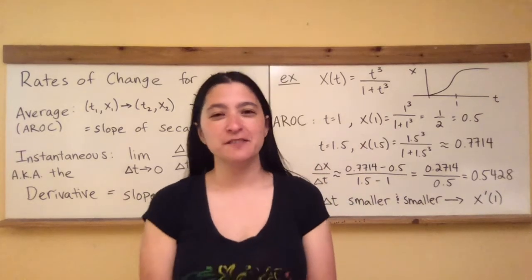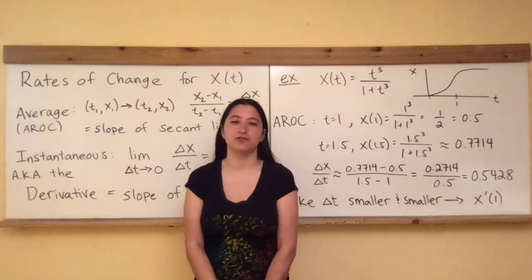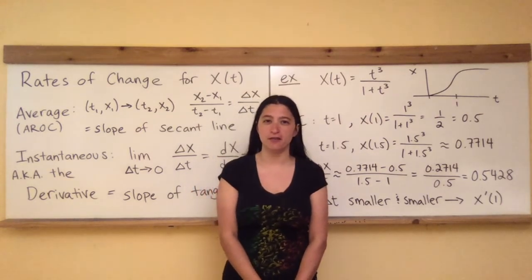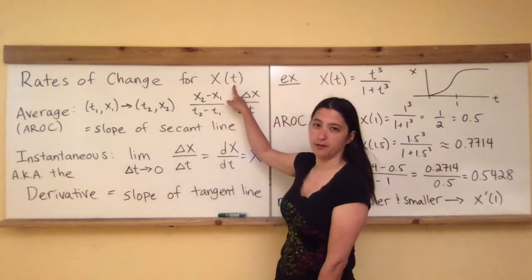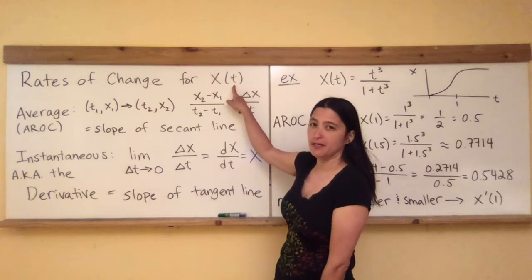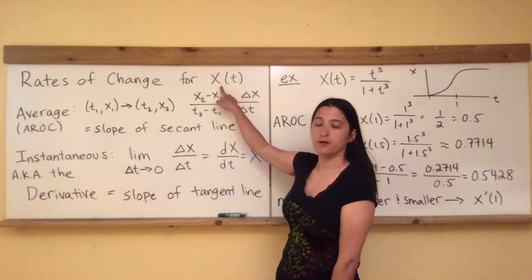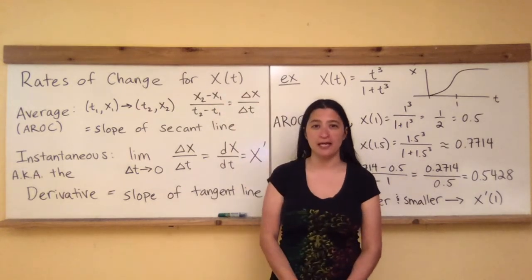Hi, this video is going to explain the connection between the average and the instantaneous rates of change. In this video, to align what we've been learning about in modeling so far, I'm going to use the input or independent variable as t to denote time. And in one dimension, if I have one single output or dependent variable, one single state that's changing in time, I'm going to denote that as x.